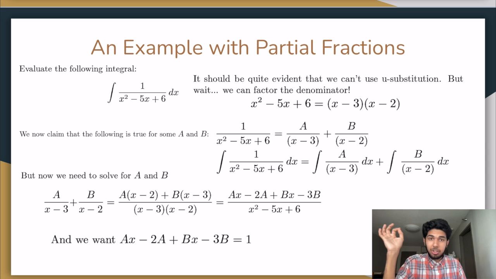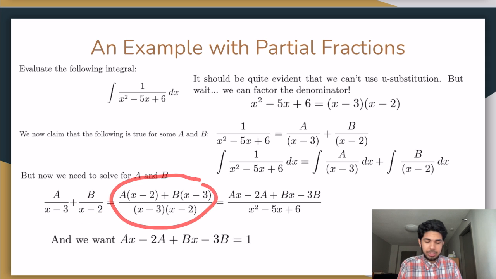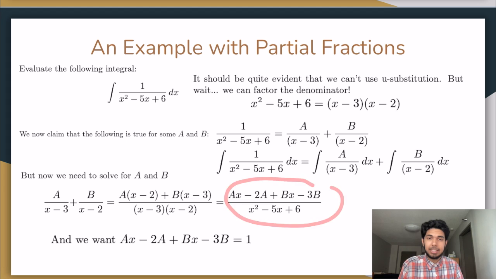But now we have to solve for a and b, so how are we going to do that? Well, let's consider the sum of the two fractions and combine it back into one fraction. So we started with one fraction, decomposed it into two, now we're putting that back into one fraction. Yeah, we need to, because we need to solve for a and b. So if we multiply this first term by x minus 2 over x minus 2, and this second term by x minus 3 over x minus 3, we get this fraction here, which expands into this.